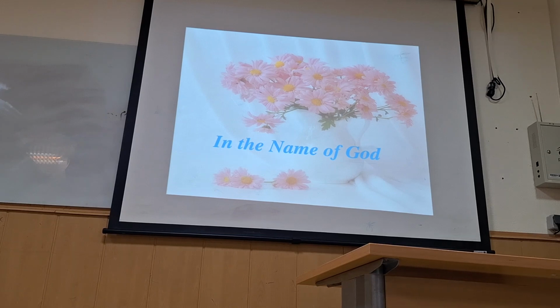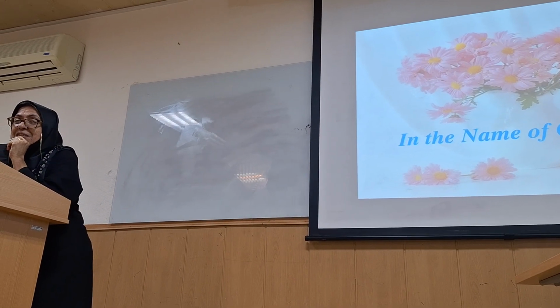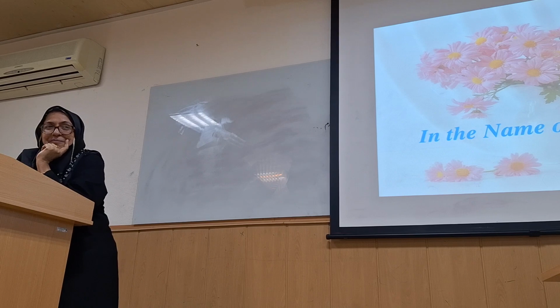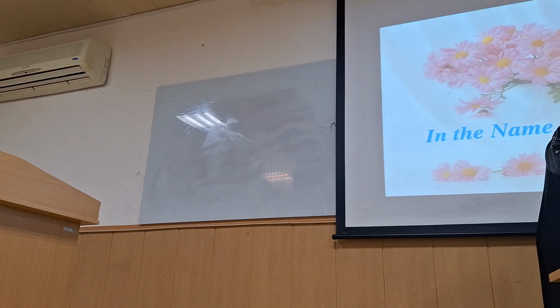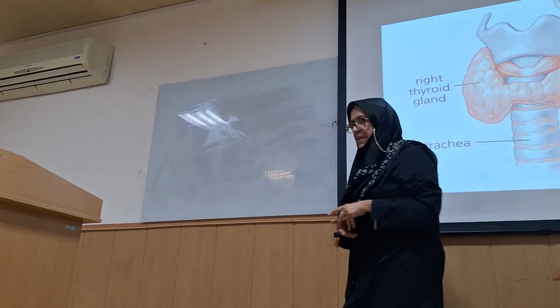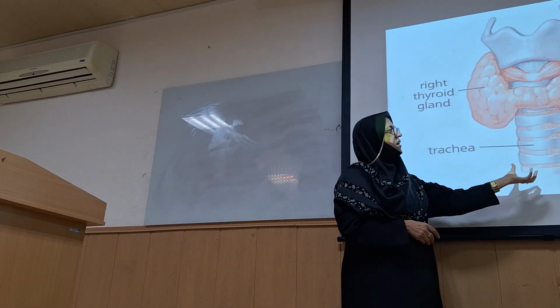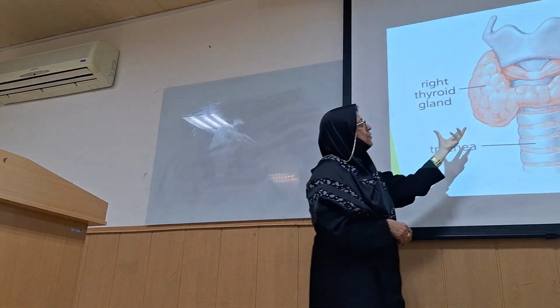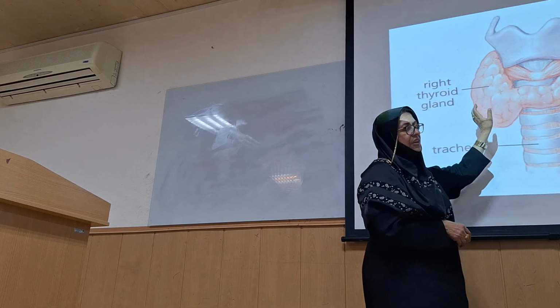The thyroid gland is related to chapter 77 of the Guyton book. Okay? The thyroid gland is an important gland in our body. This slide shows the thyroid gland. The thyroid gland is located around the trachea, in the neck. The thyroid gland has 2 lobes, the left thyroid lobe and the right thyroid lobe.